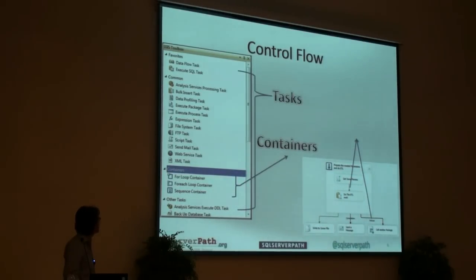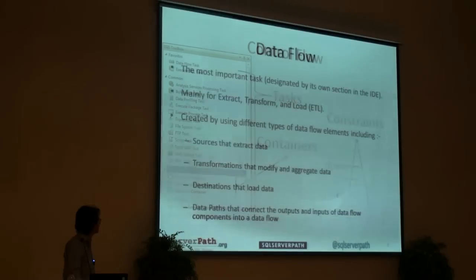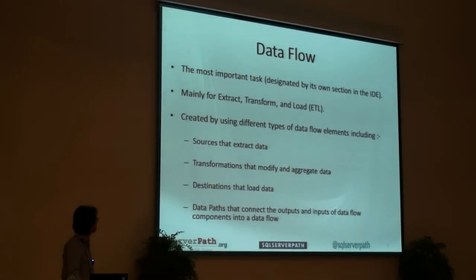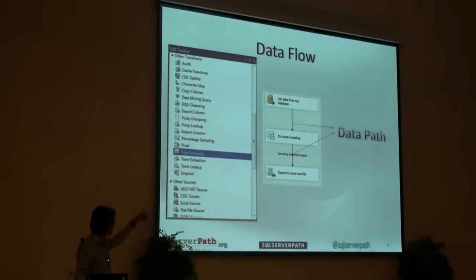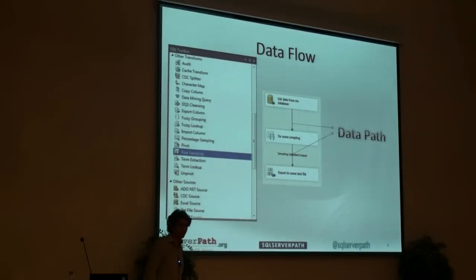This is containers, tasks, and we call these constraints. You know, things that decide what to do, like the arrows. Data flow, that's what I just showed you. And here's where you do the actual ETL work. And it looks like this. So get data, do some sampling. This is a good example. We call the arrows here data path. And you just export it in the end to a text file.